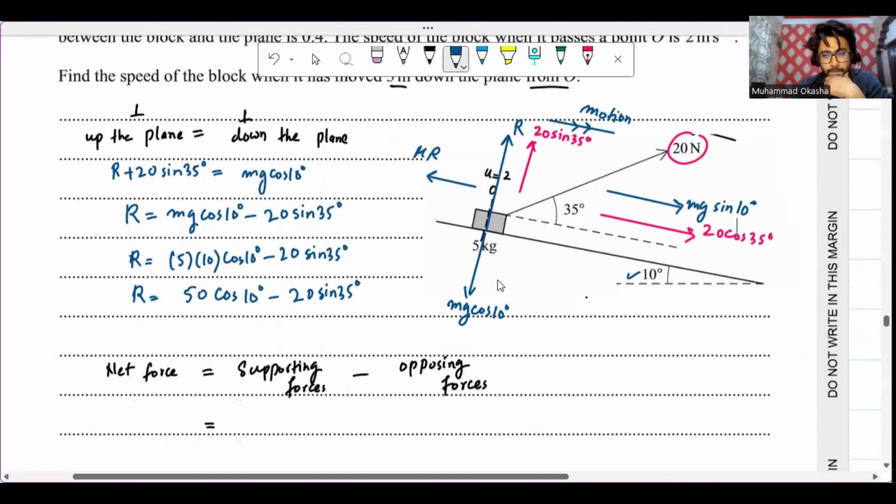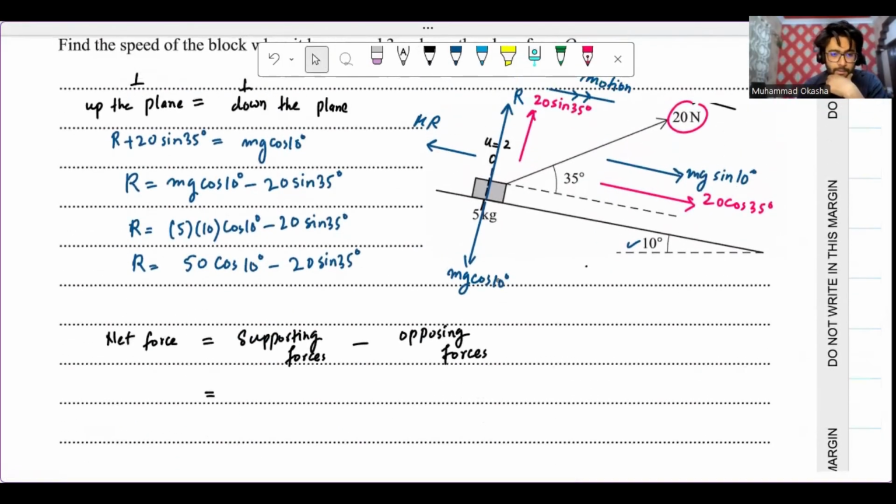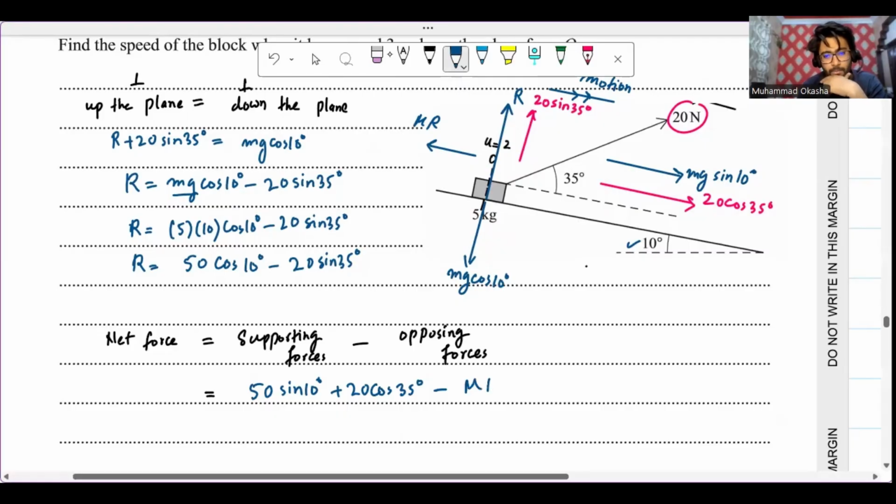All right. Supporting forces are mg sine 10. Mg is 50, right? So that's going to be 50 sine 10 degrees plus 20 cos 35 degrees minus. What are the opposing forces? The opposing force is just mu R, the maximum friction, minus mu R, which is the maximum friction. That's the net force, and the net force is equal to ma.